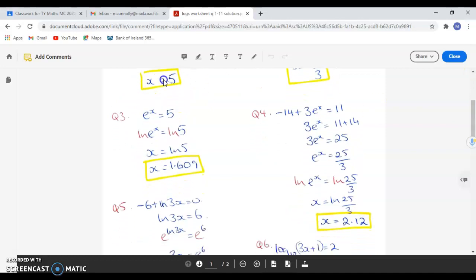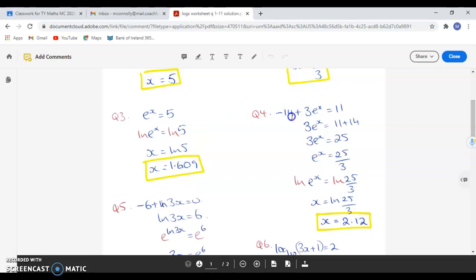On to question 3. e to the x is equal to 5. So get the ln of both sides, so you introduce the ln on both sides, and you know that the ln of e, anything to its own base, is always 1, so the ln and the e cancel each other off, and you're just left with the x. Okay, so you get x is equal to ln of 5. Into the calculator, ln of 5, 1.609.